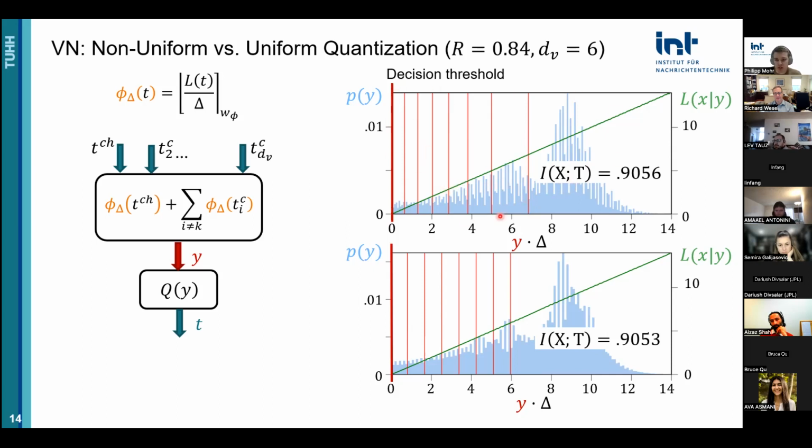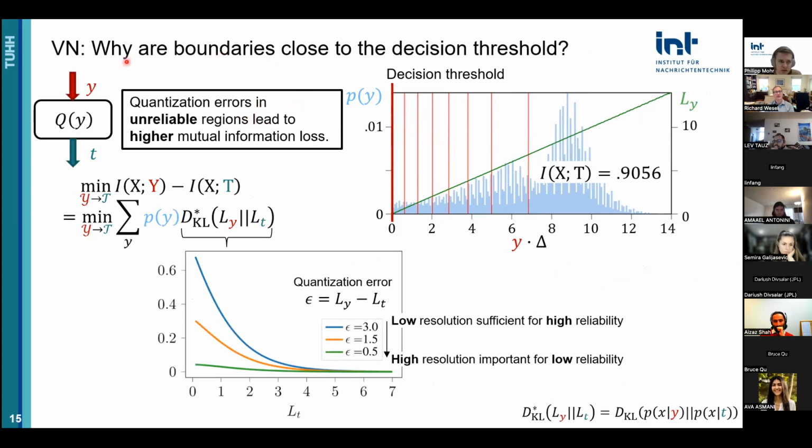If you look at those pictures here, maybe one might have the question why those boundaries are close to the decision threshold. This is one further question I dug into, and the answer is that the quantization errors in unreliable regions lead to higher mutual information loss. And therefore, those boundaries are more dense, close to the decision threshold. So actually what we depicted here is just the positive part of the input. The negative part is mirrored, but it's not shown here.